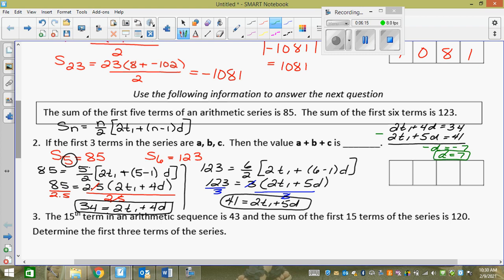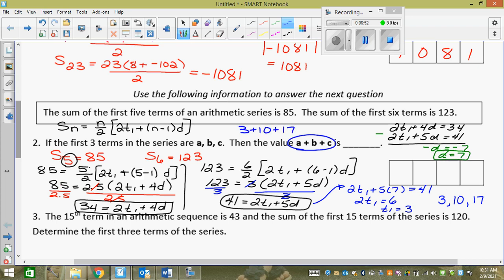And then how do I get t1? Plug it back into either one of these. So I'm going to go 2t1 plus 5 times 7 equals 41. 2t1 equals 41 minus 35, which is 6. So t1 equals 3. And then I ask you for the first three terms. Well, once I have t1 and I have d, I can get the three terms, right? So my first term is 3. My next term is 7 more, so 10. My next term is 7 more, so 17. And then I want you to add them up. So 3 plus 10 plus 17 is 30.